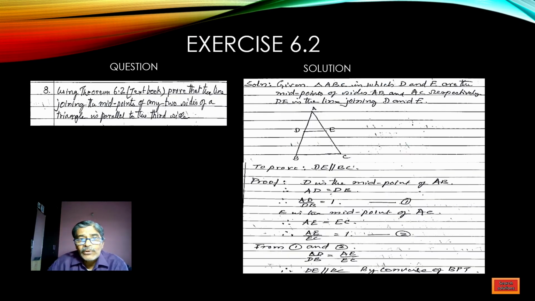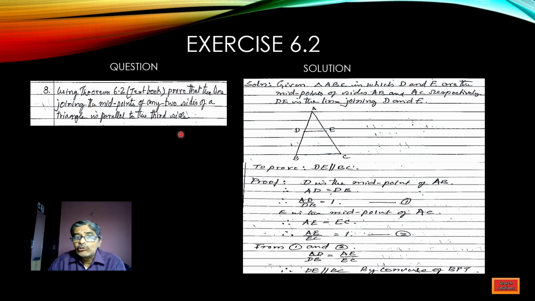In episode 1, yesterday we had stopped at question number 7 of the triangle chapter. So today we are starting with question number 8. The question is: using theorem 6.2 as given in the textbook, prove that the line joining the midpoints of any two sides of a triangle is parallel to the third side.